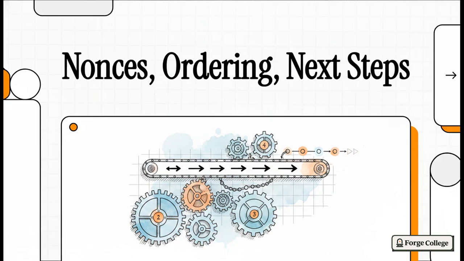Let's just jump right in. If you've been following along in our Ethereum fundamentals track, you'll remember our previous lesson on querying account and program state. We learned how to ask the network what's going on, but now it's time to talk about how we keep our own actions perfectly in line when we want to make things happen. Today, we're unpacking a really crucial concept: nonces, ordering, and next steps.